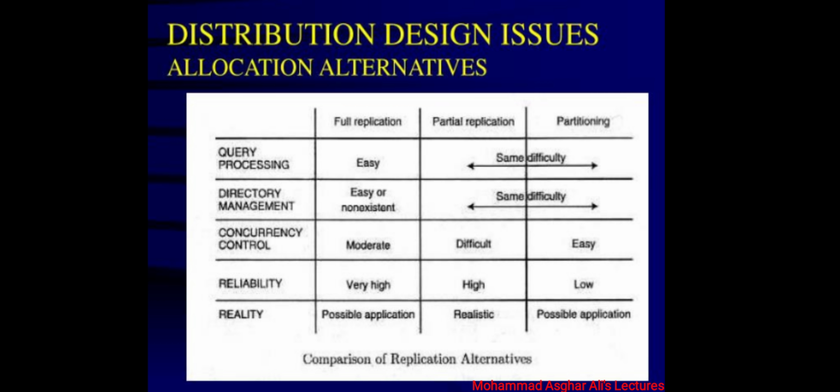Directory management: in full replication easy or non-existent, partial replication and partitioning some difficulties. Concurrency control: in full replication moderate, partial replication difficult, partitioning easy. Reliability: in full replication very high, partial replication high, partitioning low. And the last one is realism: full replication possible application, partial replication realistic, and partitioning possible application. So this is the comparison of replication alternatives.